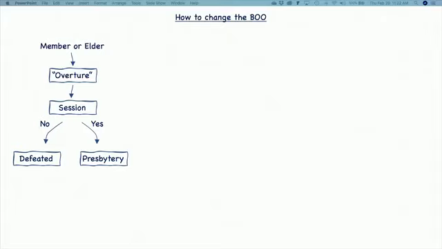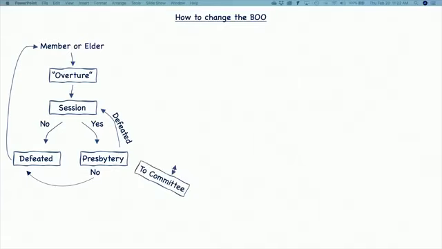Presbytery then takes that overture, and they vote on it. They can say no, and it's defeated, or they can say yes, or they, and this is normally what happens, they send it to committee. I didn't say this was going to be easy. They send it to the committee and or their commissioners. Remember, we talked about those commissioners, all right?